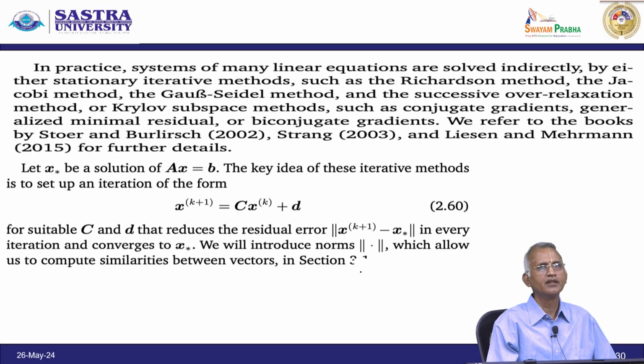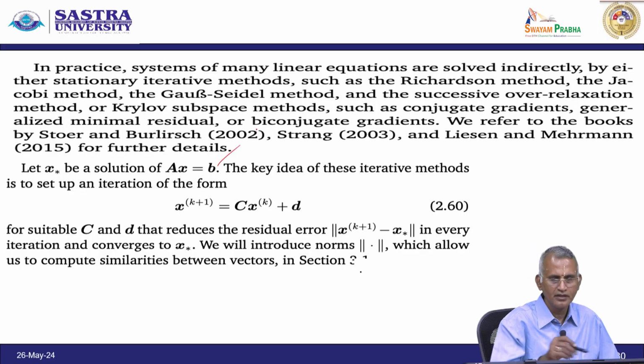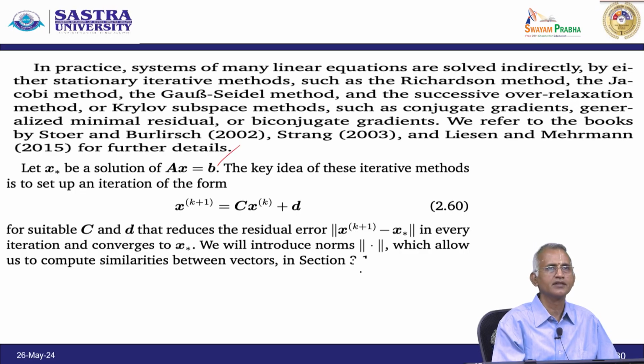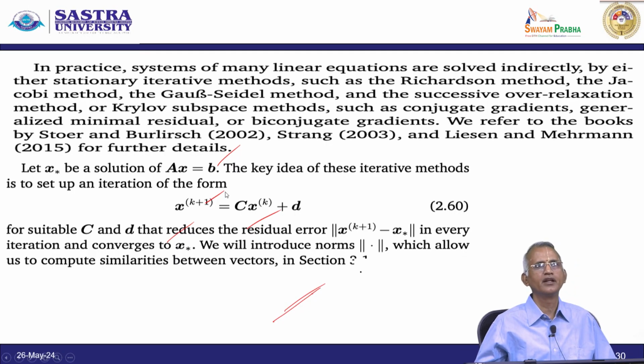Let x star be the solution of Ax equals b. The key idea of these iterative methods is to set up an iteration of the form x^(k+1) equals C x^k plus d, for suitable C and d, that reduces the residual error, the norm of x^(k+1) minus x star, in every iteration and converges to x star. We will introduce norms, which allow us to compute the similarity between vectors, in the next section. So, that is the meaning of solving systems of linear equations using indirect methods.